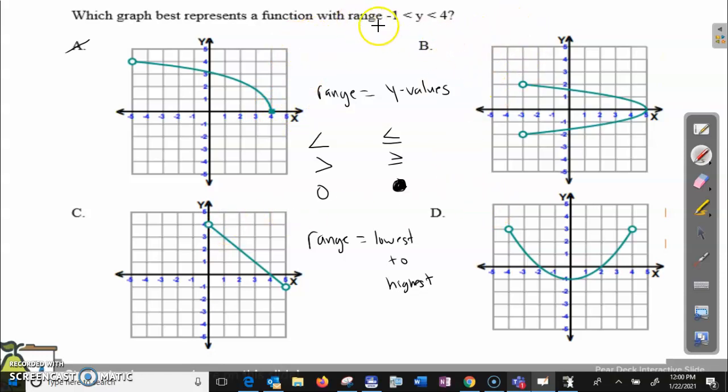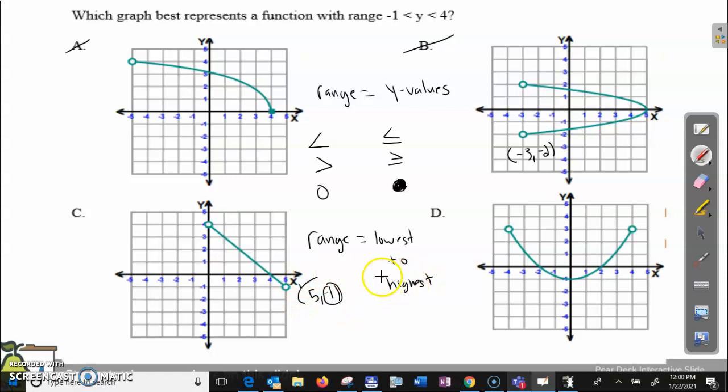Let's start with B. It says that my lowest point is -1. If you look at this graph, my lowest point would be right here and is located at -3 and -2. And if you notice, none of them are -1, so gone. If you look at C, the lowest point is right here. This is located at 5 and -1. But remember, range is your y values. Which one's your y value? -1. So this one gets a pass.